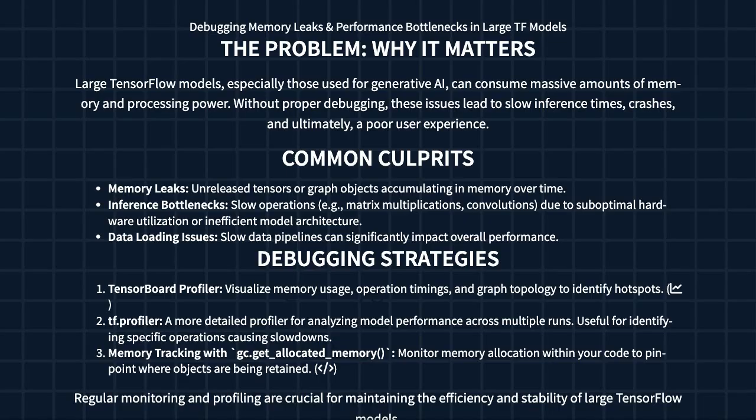To tackle these, we use tools like TensorBoard Profiler, which lets us see exactly what's happening with memory and performance, and also TF Profiler for deeper dives. And you can manually track memory usage in your code too. The key is to regularly monitor your model and profile it. That'll help you find and fix those bottlenecks before they cause big problems.